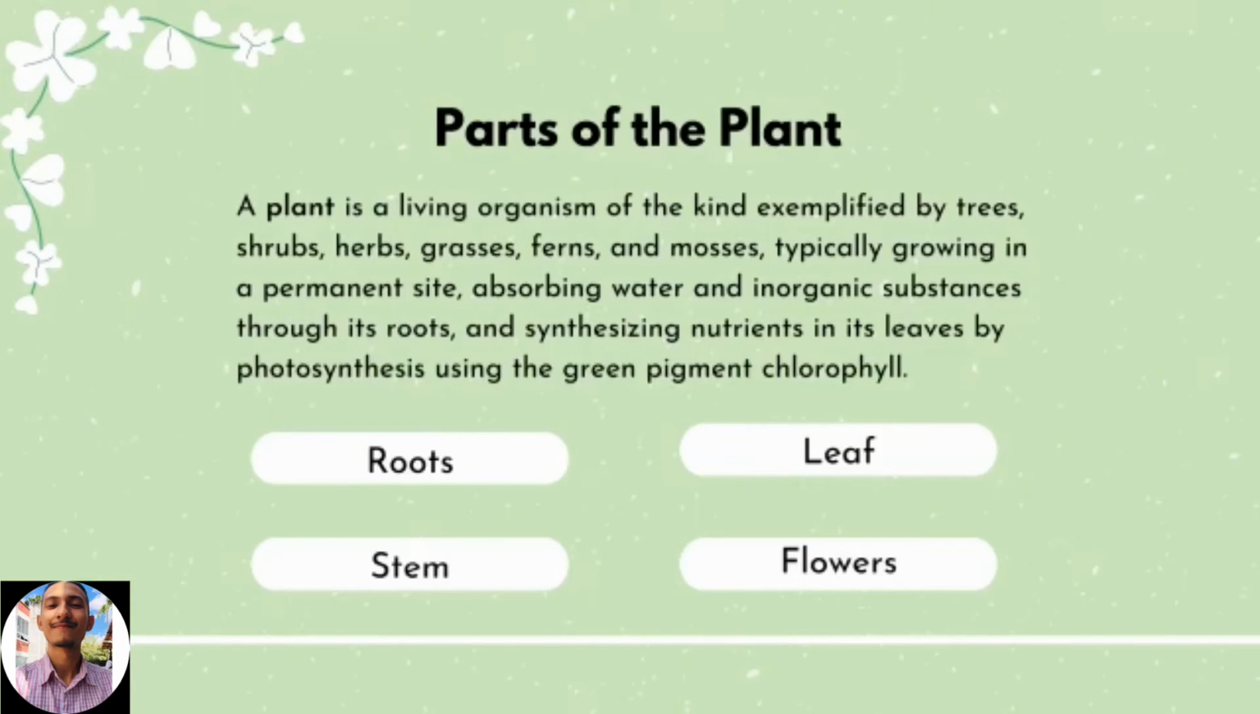And finally, we have the flowers. Flowers are the part of the plant that is responsible for making the food. The flower has both female parts called the pistil and male parts called the stamens. They work together to fertilize the plant and produce seeds. The petals of a flower attract insects such as butterflies and bees to the plant to pollinate it.